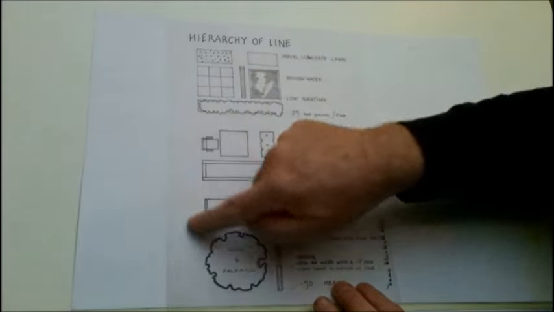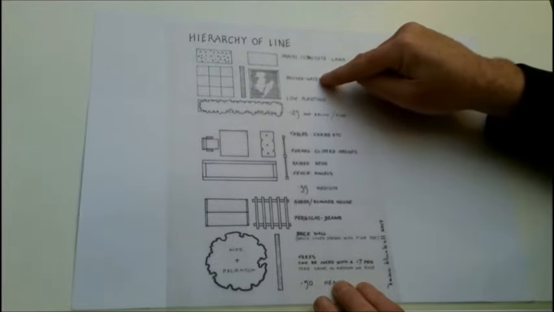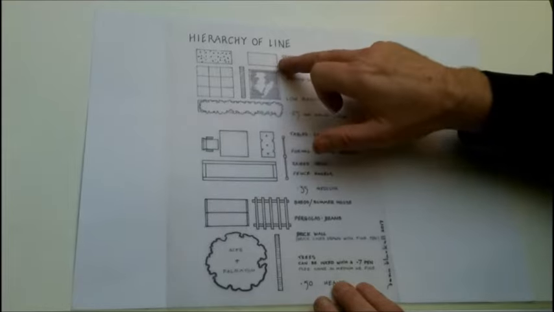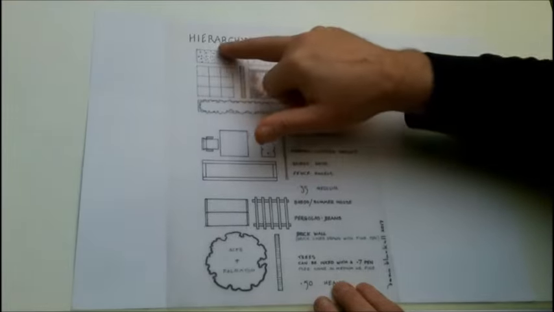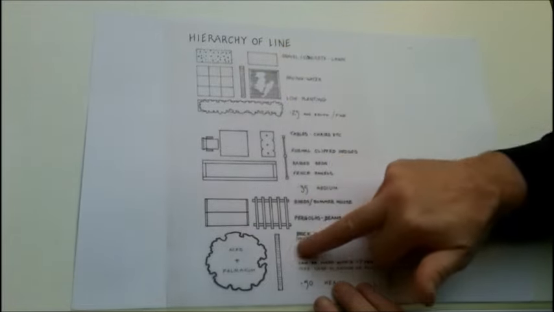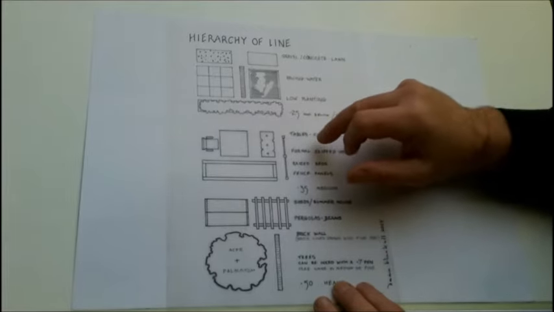And the effect all these graphics produce in terms of a plan are a sense of 3 dimensions. So print this off, look at the hierarchy of line, and you can use this to work from when you're drawing up your plan. And we're going to look at a plan that shows all these elements.